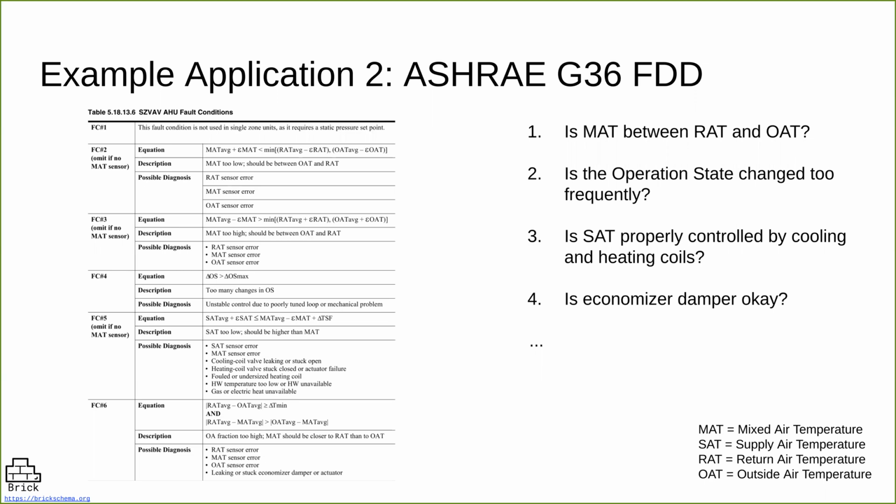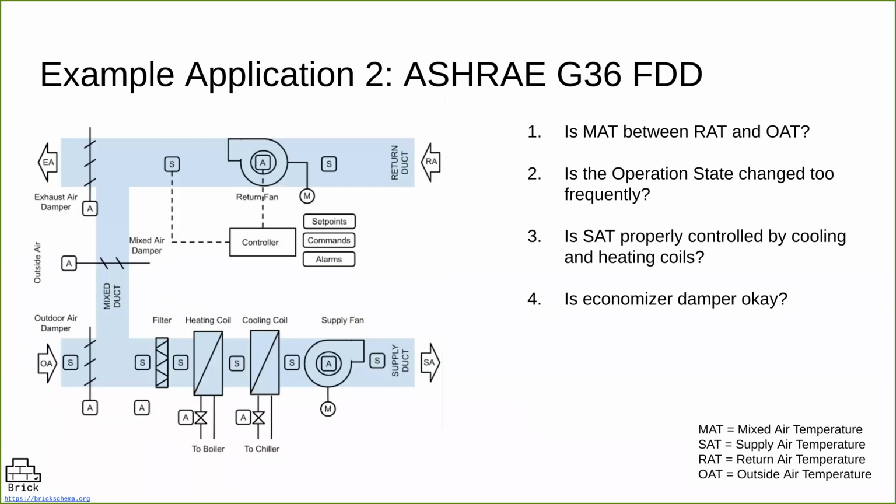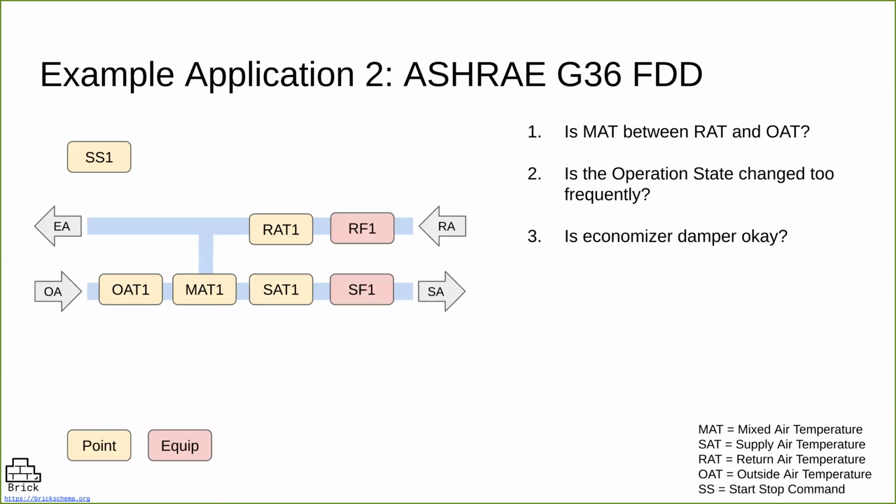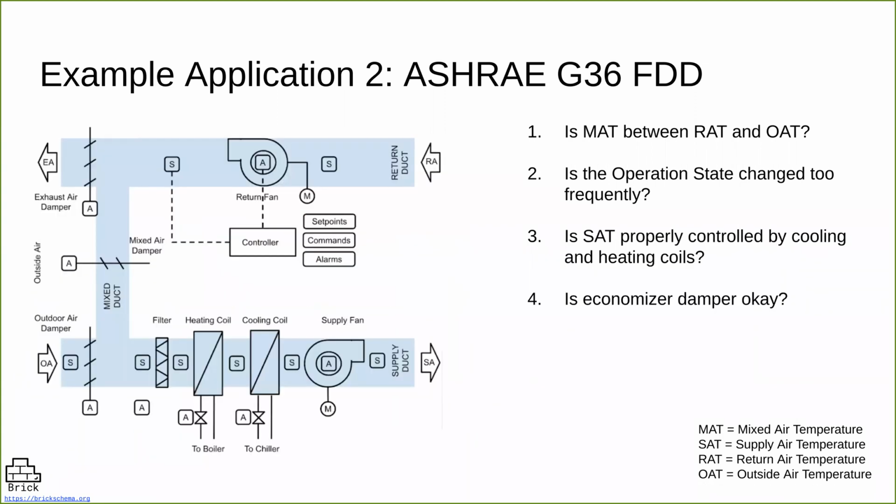So going back to the G36 guideline, this is showing the rules for AHU fault detection, and there are various rules for which we can uniformly retrieve the necessary entities from a Brick model. We'll go over the questions on the right side shortly. Next. Sorry, can you go back one slide? This is the air handling unit diagram Gabe presented earlier, and it contains quite a bit of information about devices and points.